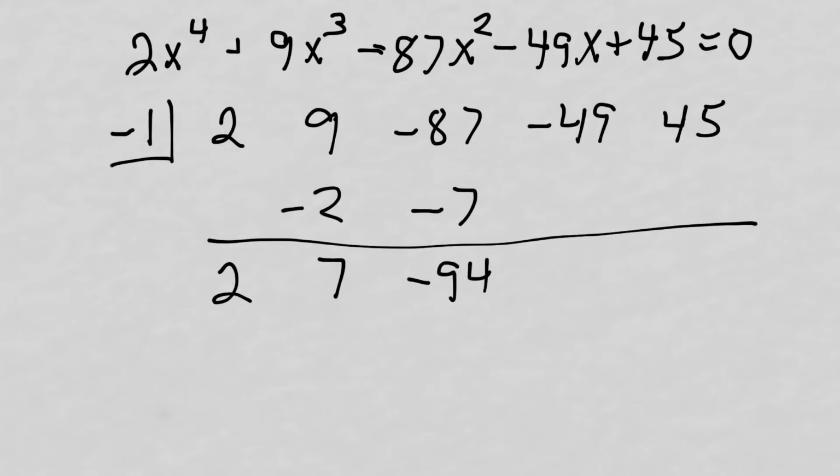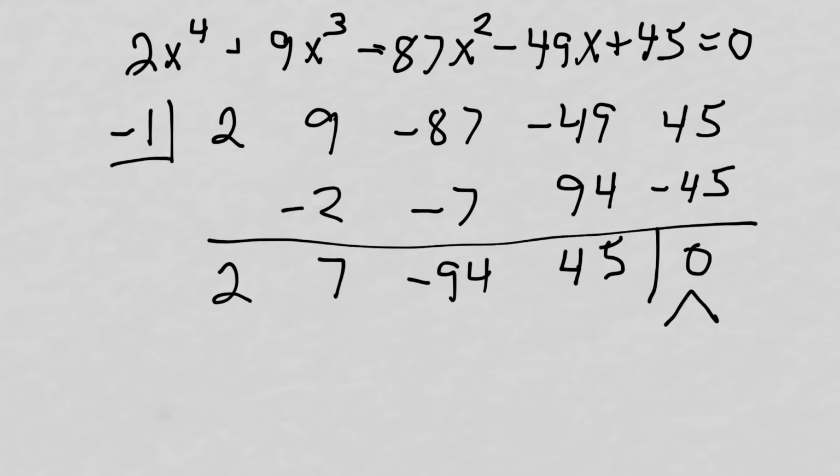Negative 1 times negative 94 gives us positive 94. Add those together, we get 45. Negative 1 times 45 gives us negative 45. Add those together, we get 0. That's what you want, a 0 remainder. That means it worked out perfectly. That means negative 1 is the 0. That's going to be in your answer. Negative 1 is the 0.